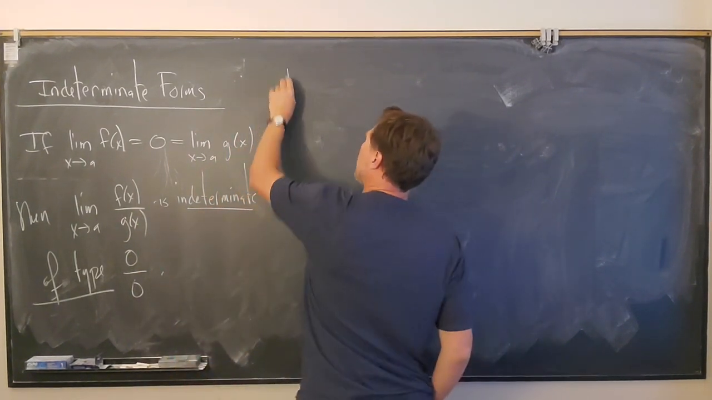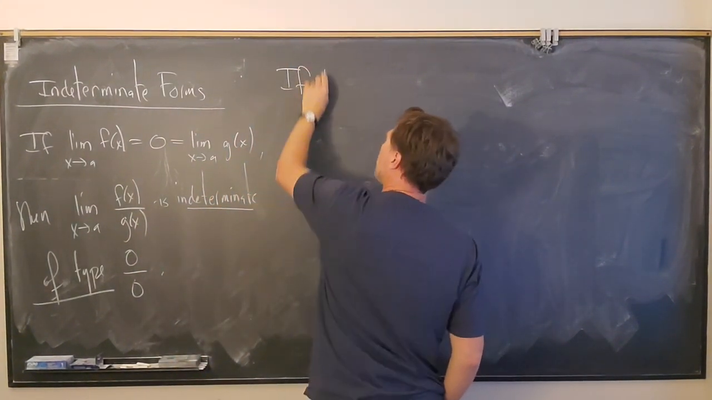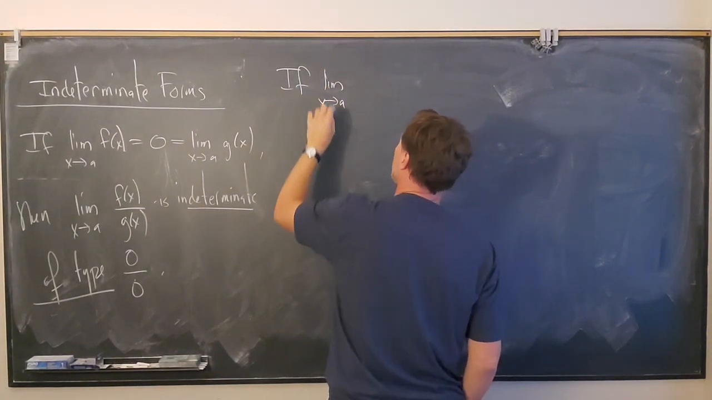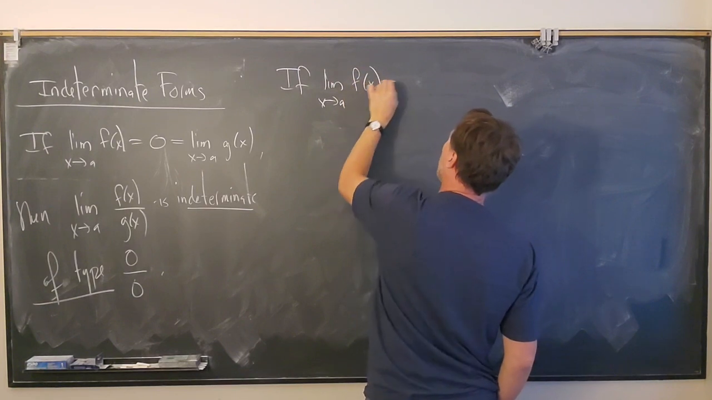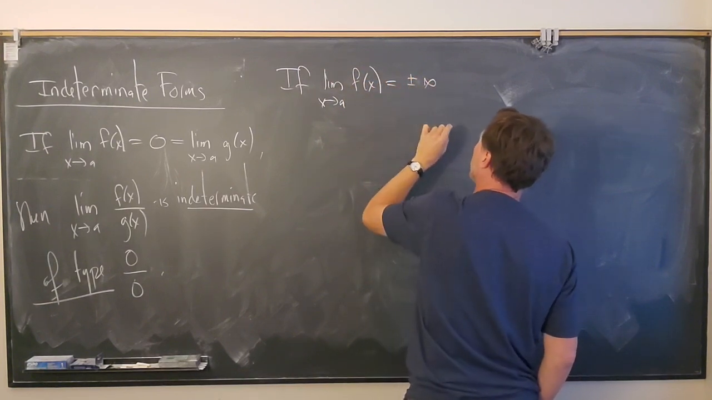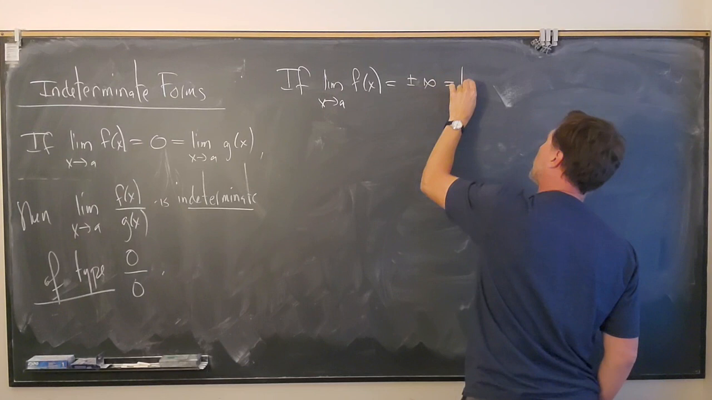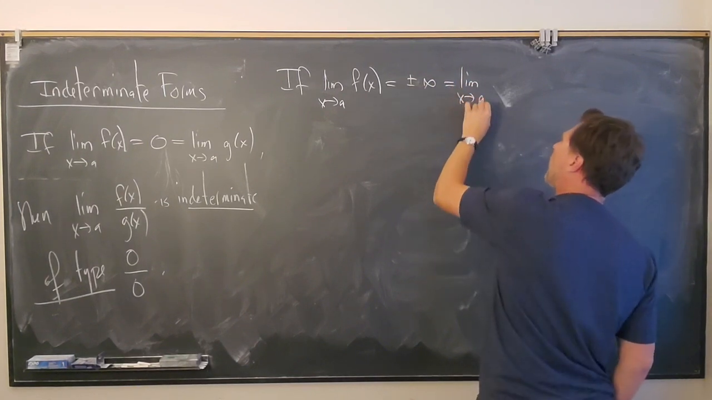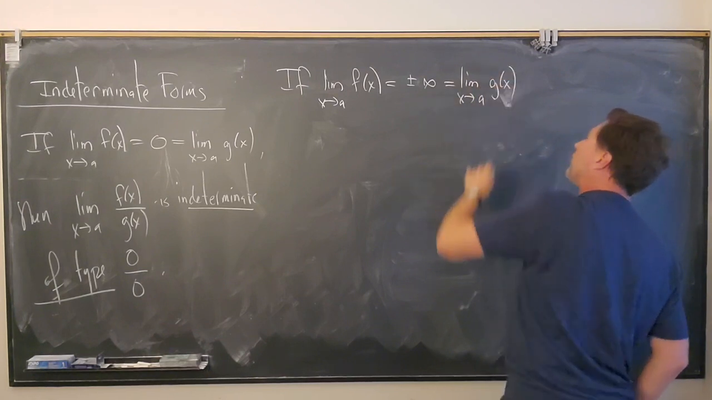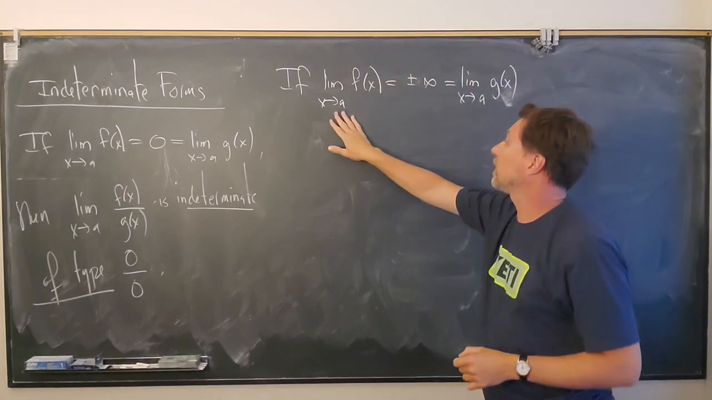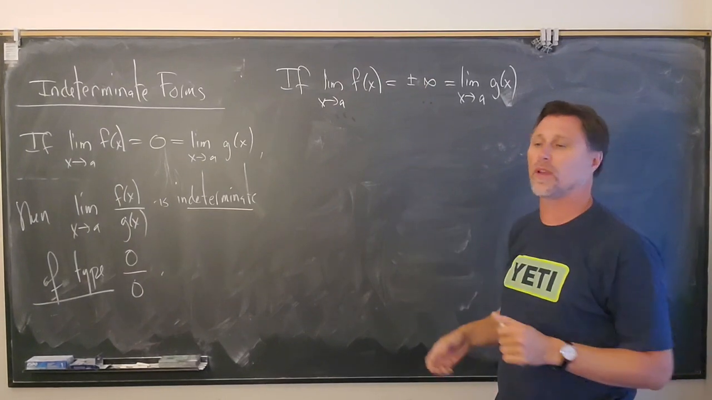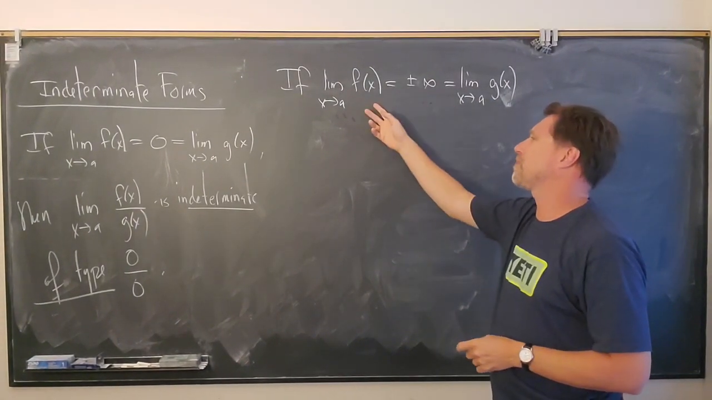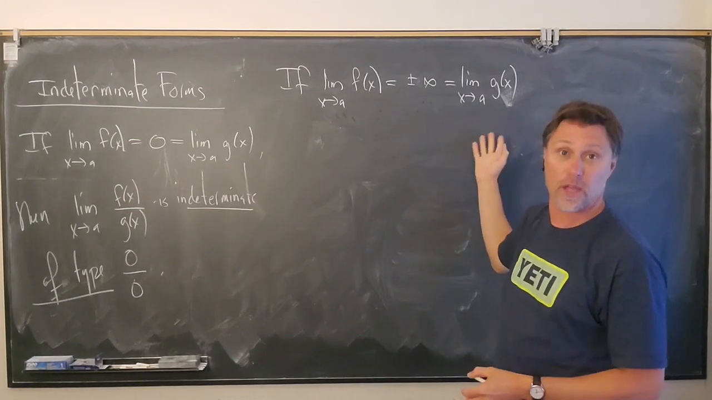And then in the same vein, if the limit as x approaches a of f of x equals plus or minus infinity, which equals the limit as x approaches a of g of x. So now we have a couple of functions. When we take the limit of the first function, we either get plus or minus infinity, and for the second one, we also get plus or minus infinity. And by the way, they don't have to match. One of them could be positive infinity, and the other could be negative infinity.